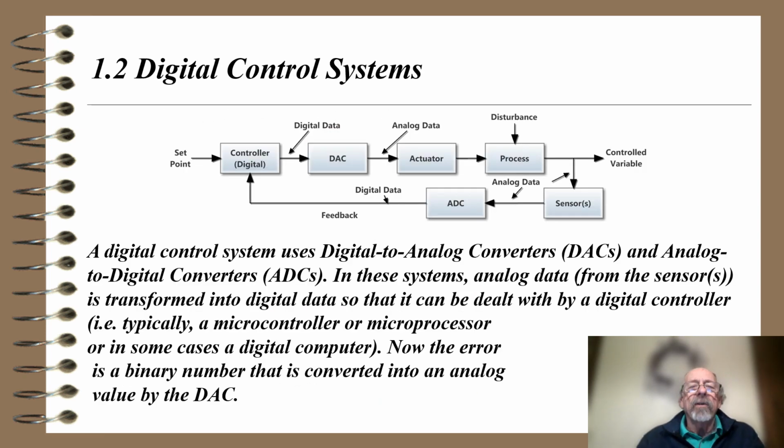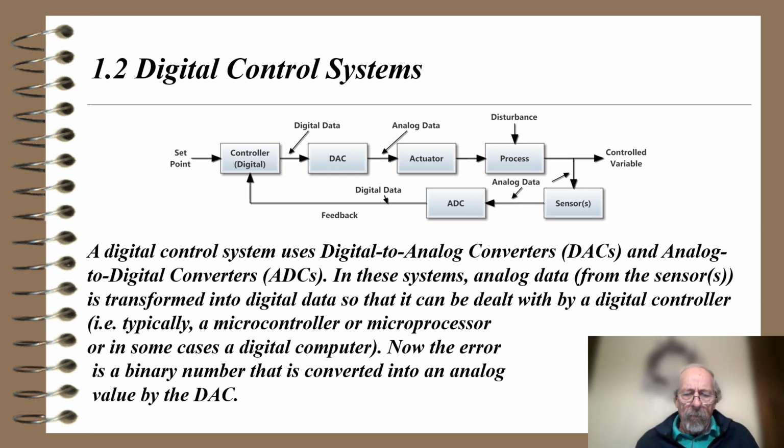Now, what about digital control systems? Just about everything today is digital, so we have improved control systems from analog systems to digital control systems. A digital control system uses digital to analog converters, called DACs, and analog to digital converters, or ADCs. In these systems, analog data from the sensors is transformed into digital data so that it can be dealt with by a digital controller.